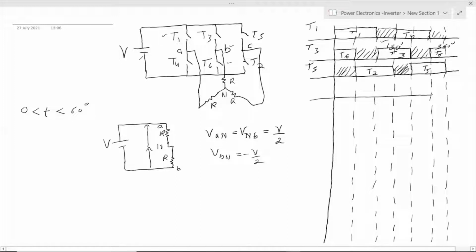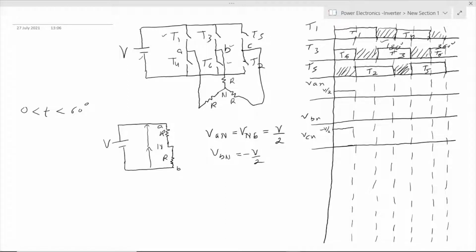So we can just talk about VAN, then VBN, and then VCN. Okay, so in the first interval, what is VAN? VAN is V by 2. What is VBN? VBN is minus V by 2. And what is VCN? VCN is 0. Okay.